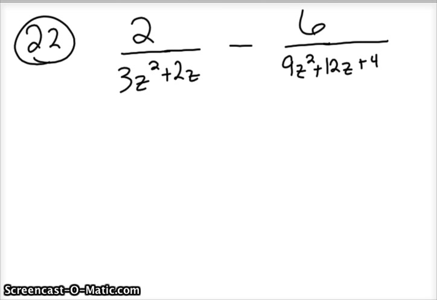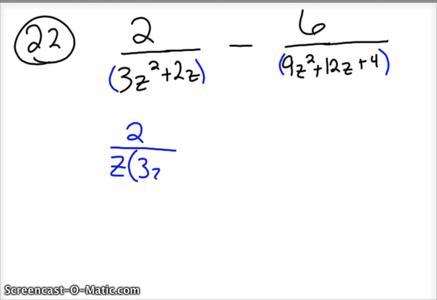So, the first thing we do here, just holler stop and I'll stop it. First thing you do here is factor the bottom pieces. So we're going to take a look at this part and factor them separately. So on the left, you can take out a z on this left piece. So you'd have 2 over z, and then you'd have 3z plus 2.